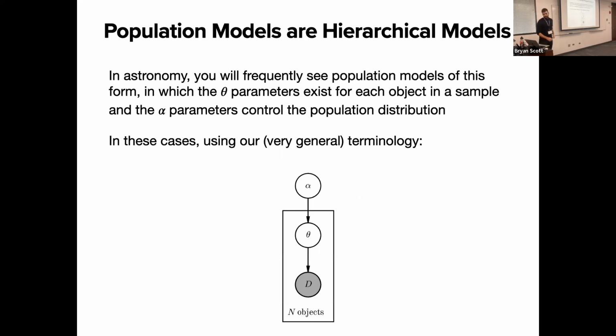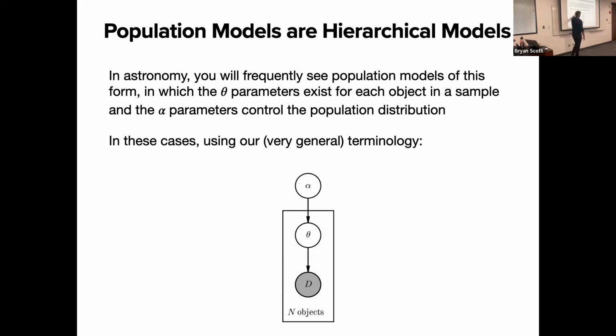Cool. Okay, so one class of hierarchical models that you'll see a lot, and maybe have even encountered already, are things called population models. And this is fairly common, I would say, in astronomy, where you observe some data for a bunch of objects, and then you want to infer the properties of the population of true objects based on observations that are one step separated from the population level parameters.